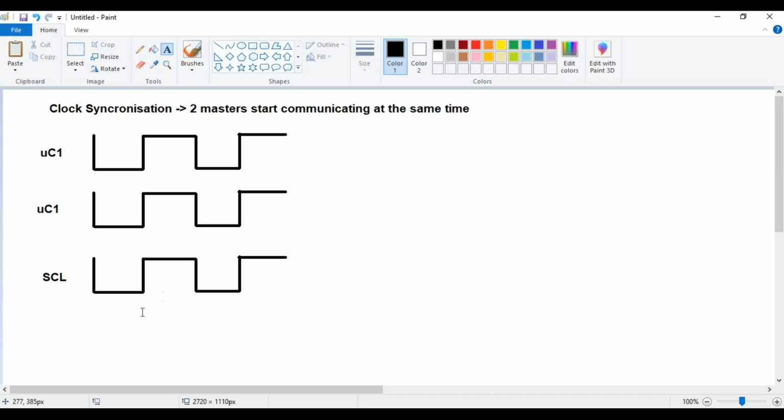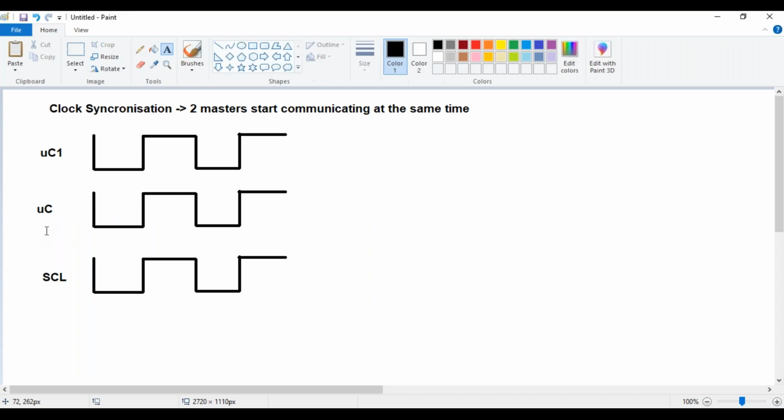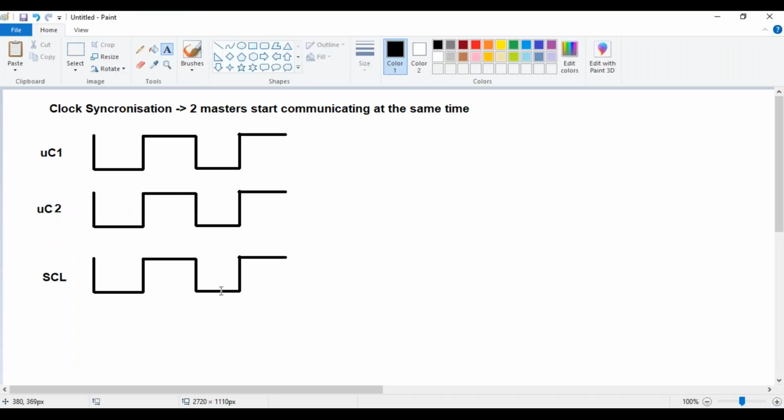Now, this is in fact microcontroller 2, not microcontroller 1. Both the microcontrollers started generating the clock pulse of the same frequency at the same time. So luck by chance, they both synced with each other. Now when the microcontrollers look at the clock pulse in the actual clock line, they feel as if it is their own clock pulse being transmitted in the clock line.